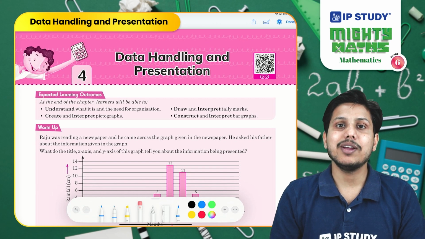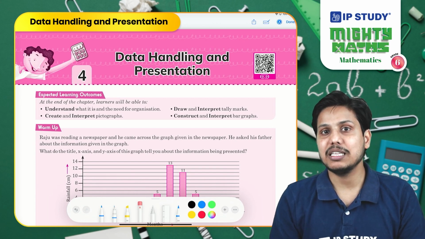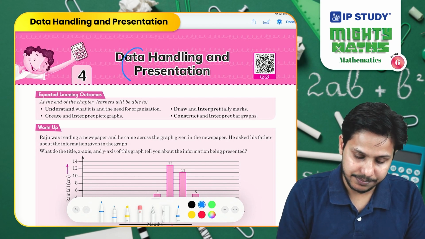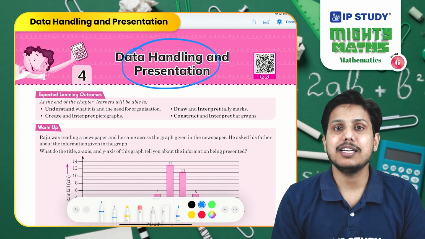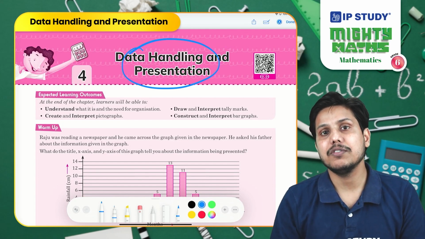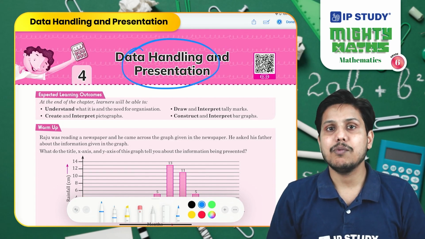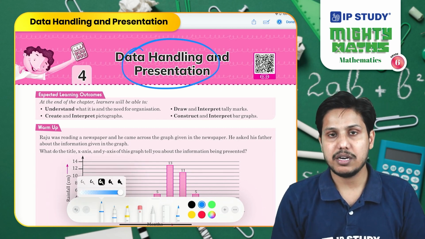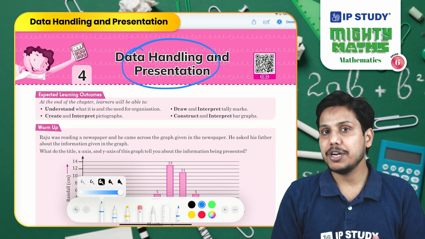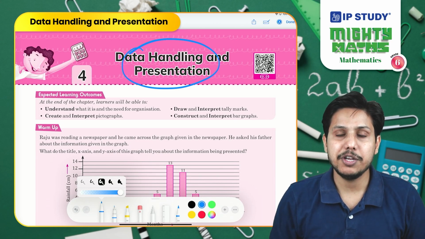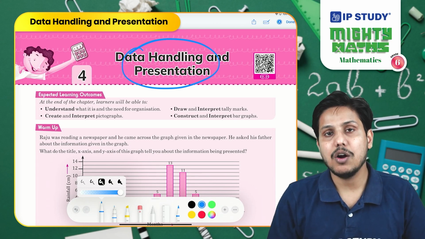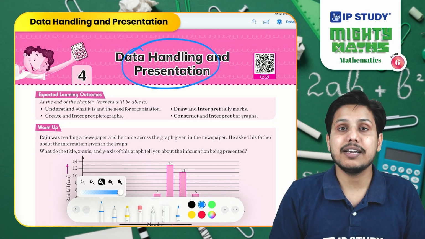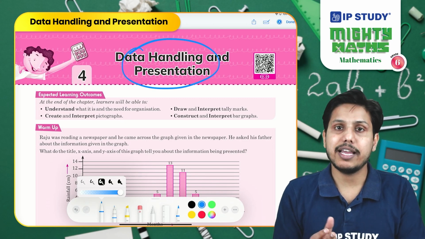In this video, we are going to cover the 4th chapter of grade 6 mathematics, and the name of the chapter is Data Handling and Presentation. Students, first of all, let us see what are the different topics we are going to cover under this chapter. So we'll see what are tally marks and why do we need to arrange data using tally marks. Then we'll see what are pictographs, and then in the later part of the video we'll see what are bar graphs and how to construct bar graphs, and also we'll see how to make double bar graphs, which is a special case of bar graph.